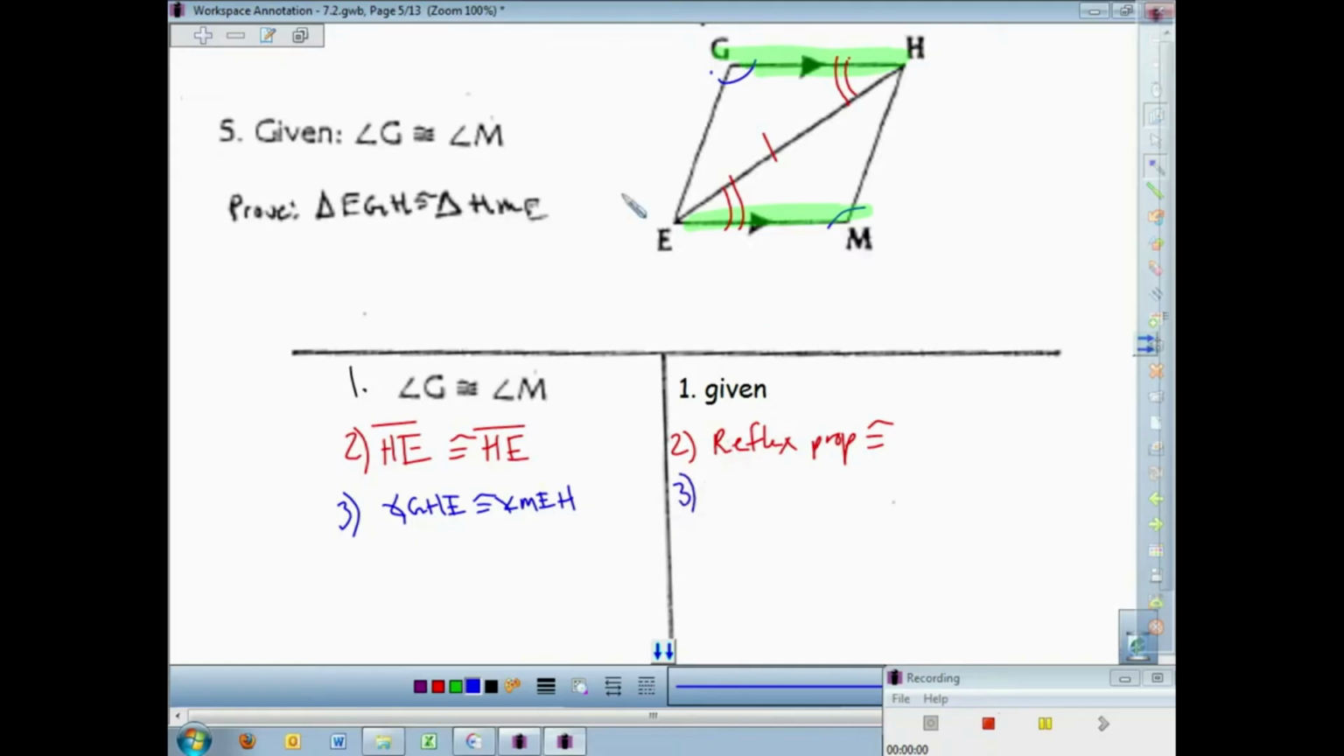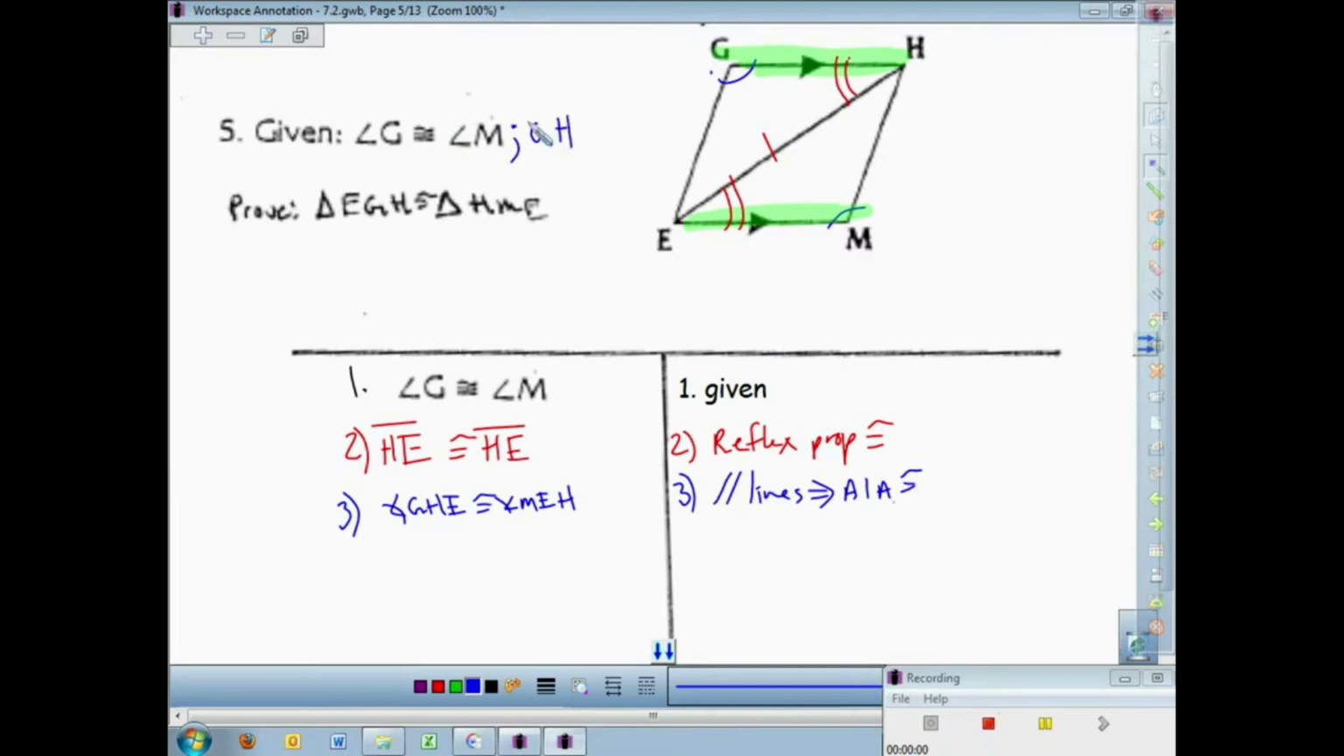Reason, what did we have? Well, we had parallel lines. That's what they gave me. And that implies that these alternate interior angles are congruent to each other. And you know, they screwed up here. They should have also had that in the given information, which is written on your worksheet.